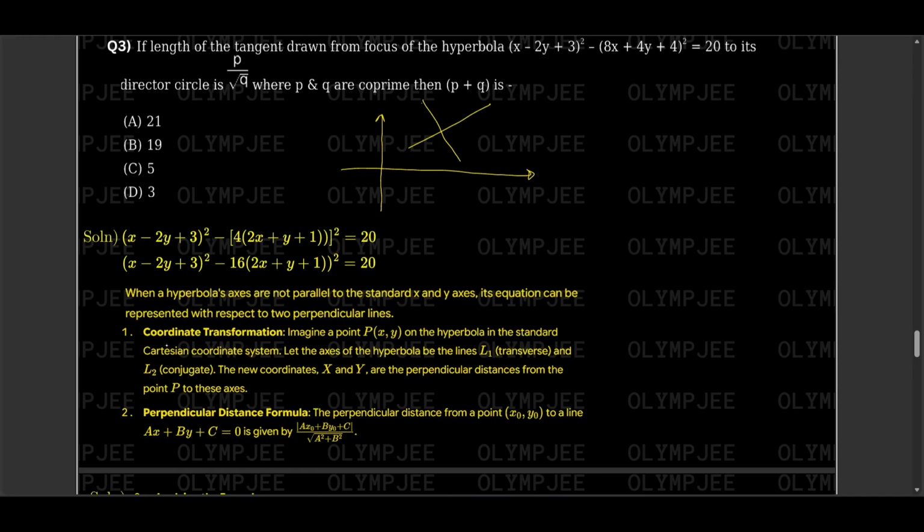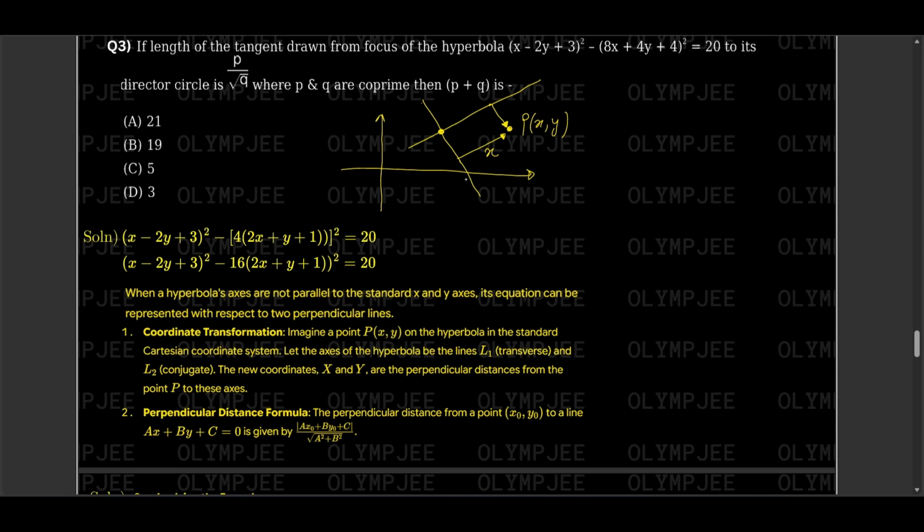So first point is that coordinate transformation has to be done. So imagine we have any point P, x comma y. In the normal coordinate system, this has coordinates x comma y. But in the new coordinate system, which has the origin at the intersection of the transverse and the conjugate axis, the y coordinate can be taken as the distance from this axis, right? So the distance from this axis is the y coordinate and the distance from this axis is the x coordinate, right? So we will be applying the distance formula for a point from a line.